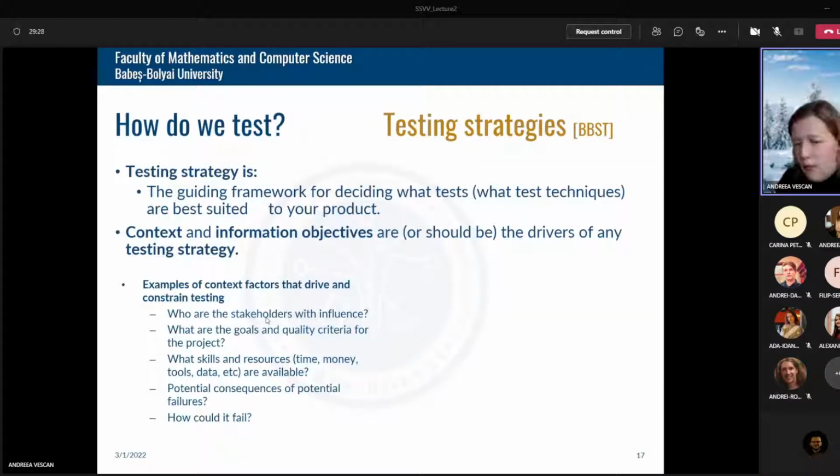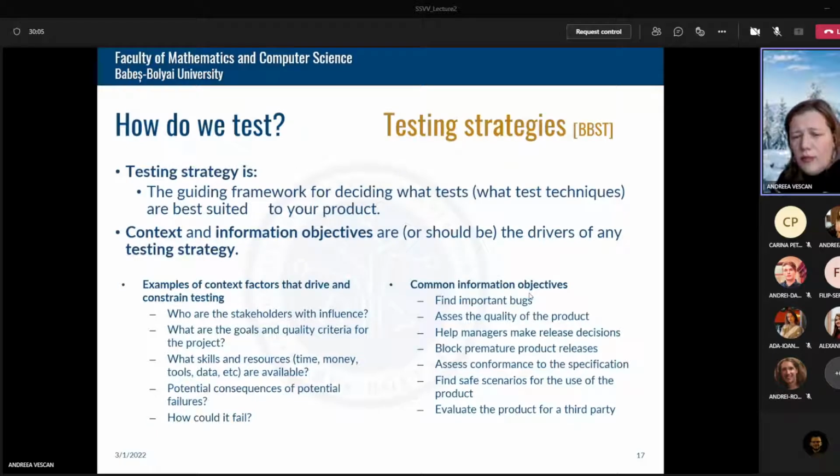Which are the stakeholders that we talked about earlier, right? Which are the goals, the quality criteria that are specified in the requirements, what skills and resources are available, the skills also in terms of the testing team, right? Maybe there are some senior testers, maybe some junior testers, and so on. How much time we have available to test, and so on. What are the consequences of failures? How the application could fare, and so on. So these are some of the context factors that can drive our testing strategies.